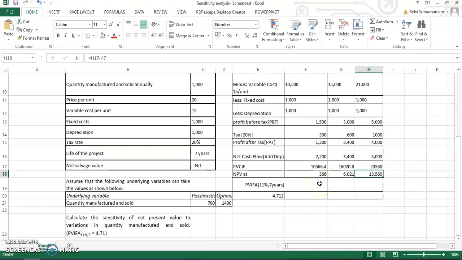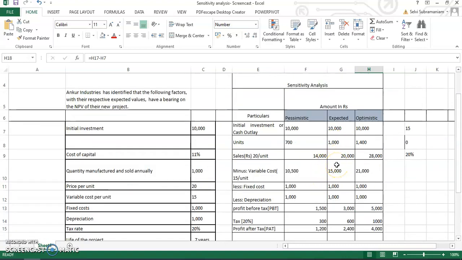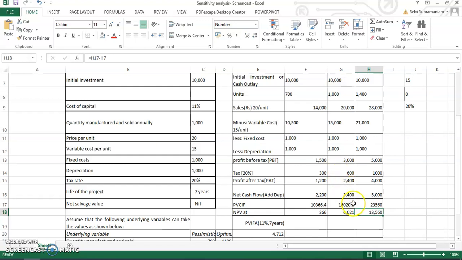Under the moderate situation, that is when you have a normal scenario without much disturbance, the NPV is around 6,021. However, in the worst condition you get 366, while during the best times you get 13,560. However, it is the risk-bearing ability of the investor which will help him determine whether he can take up this project or not. So we leave it to him to decide whether it should be accepted or not. But we give him all three situations in analyzing the project.